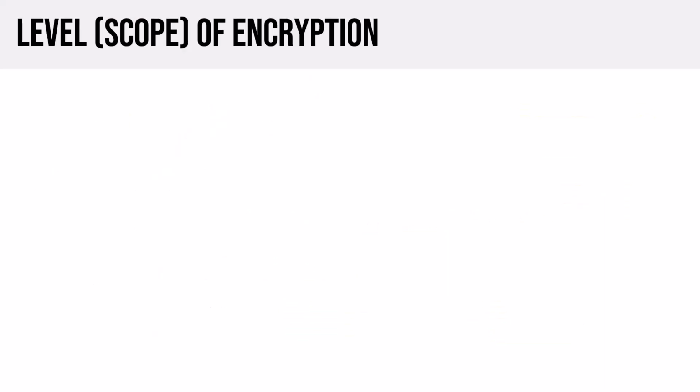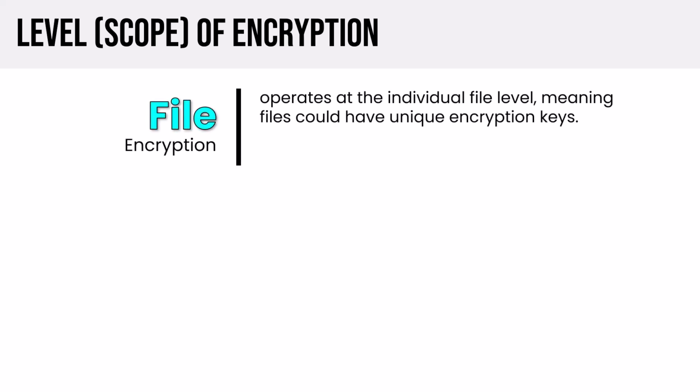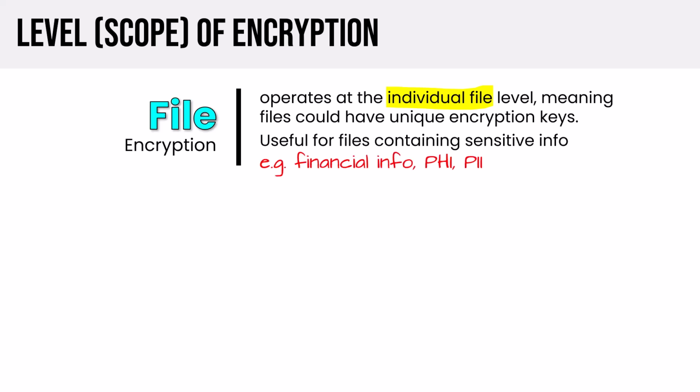Next, we'll take a look at encryption by level or scope. So we'll start with file encryption, which operates at the individual file level, meaning files could have unique encryption keys. This would be useful for files containing sensitive info, of course. This could be financial data, protected health information, personally identifiable information, or PHI and PII, respectively.